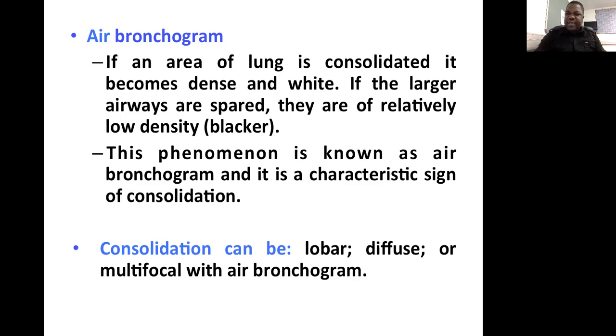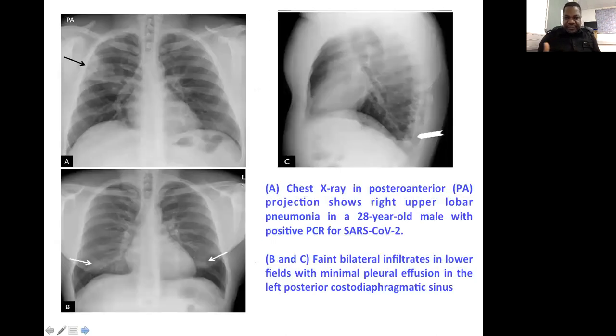Consolidation can be lobar, it can be diffuse, or it can be multifocal with air bronchogram. Okay, so let's look at these images. In these images, you can see a 28-year-old male patient who had a positive COVID-19 infection, and here he developed what we call the upper lobar pneumonia.